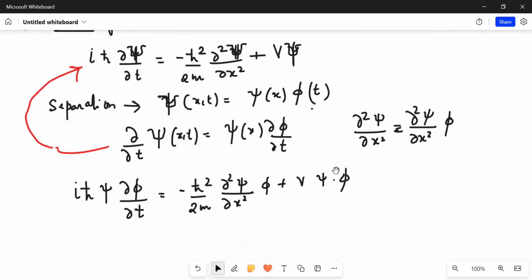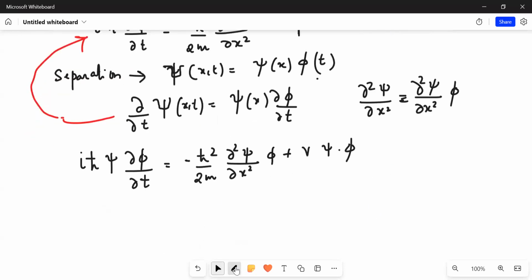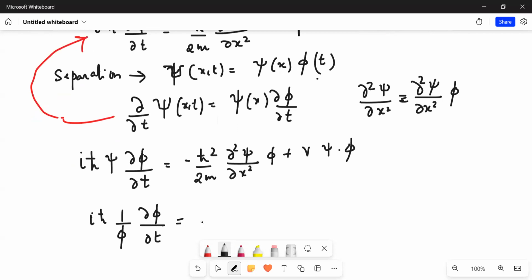And what we do usually, we actually divide it throughout. So if I divide it, what I'll get is iota h ket upon 1 upon phi del phi upon del t. And if I divide it here also, what I'll get is minus h ket square upon twice m, 1 upon psi del square psi upon del x square, and then I will get v.